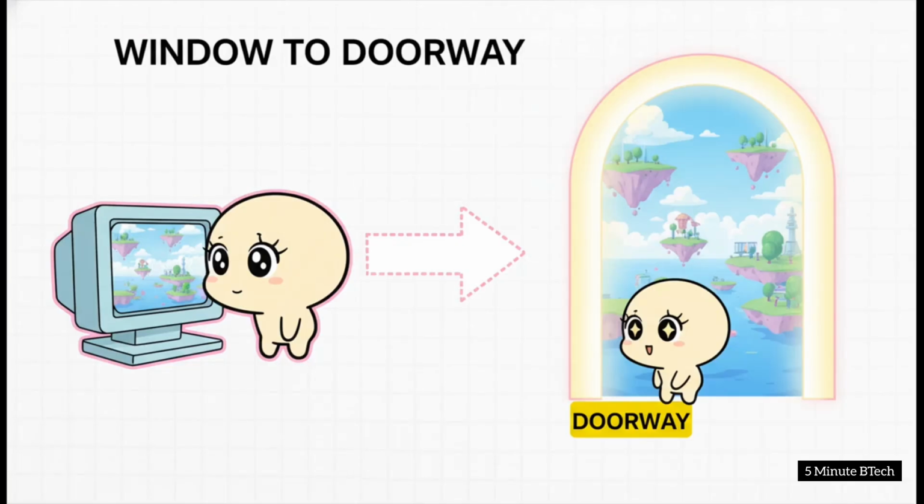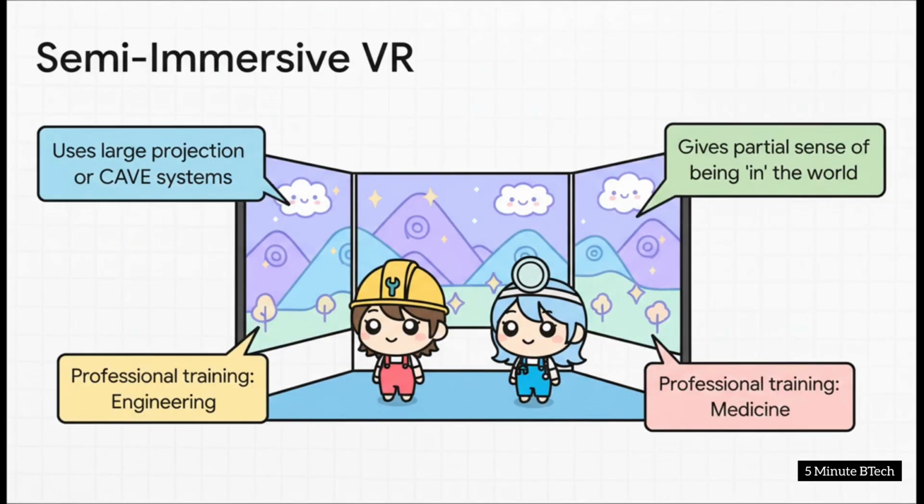So yeah, let's talk about that middle ground for a sec. Semi-immersive VR is a really fascinating step up. It basically takes the whole desktop idea and just makes it bigger. The goal is to make that window so huge that it starts to feel less like a window and more like a doorway. So how do they do that?